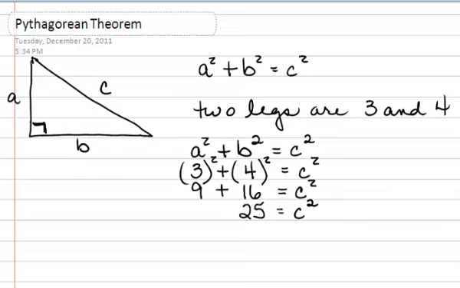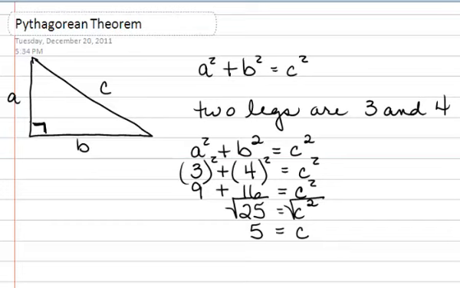Since you're talking about the length of the hypotenuse, you know that C will only be positive. So you take the principal square root of both sides, and realizing that it's only going to be positive, the square root of C squared will be C instead of the absolute value of C. It'll just be C is equal to 5, because we're not interested in the negative value that C could be.